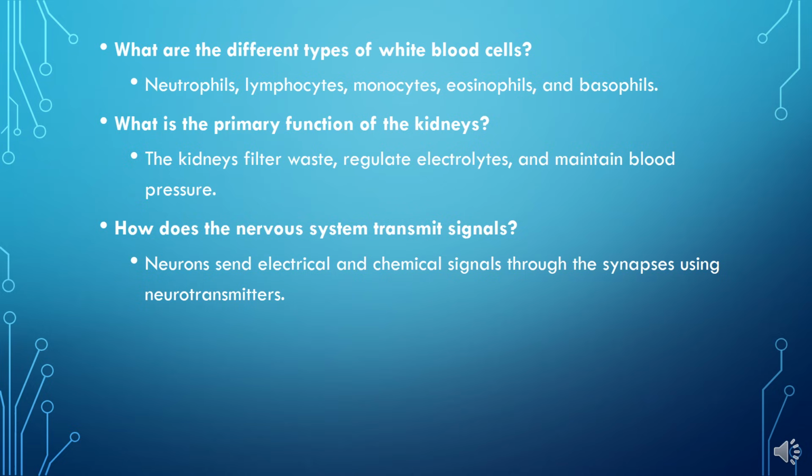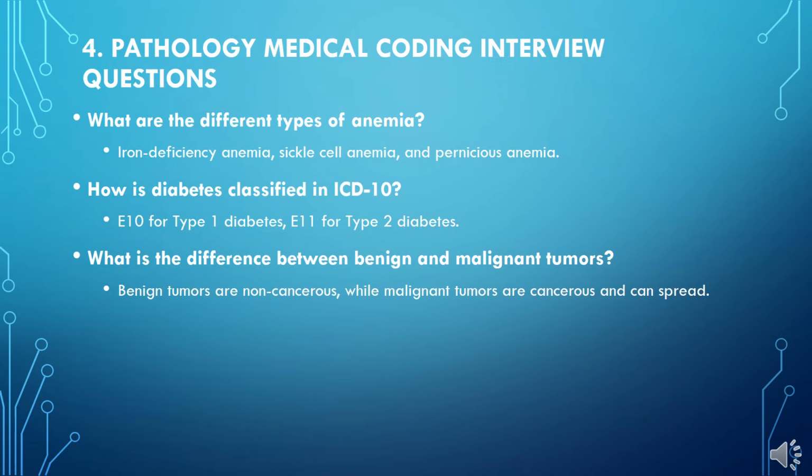What is the primary function of the kidneys? The kidneys filter waste, regulate electrolytes, and maintain blood pressure. How does the nervous system transmit signals? Neurons send electrical and chemical signals through the synapses using neurotransmitters. 4. Pathology medical coding interview questions. What are the different types of anemia? Iron deficiency anemia, sickle cell anemia, and pernicious anemia.